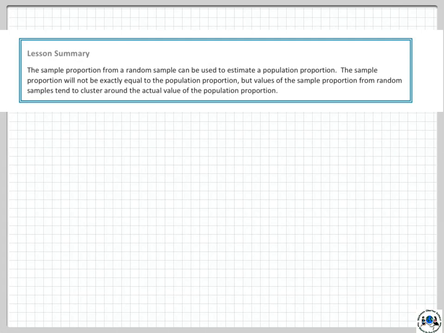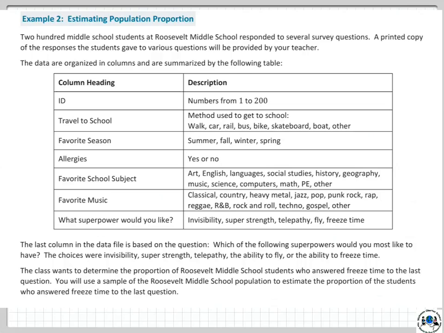They had a number of questions in this survey, and this last question is, what superpower would you like? The kids were given these choices: invisibility, super strength, telepathy, of course, reading people's minds, fly, or freeze time. And again, telepathy is to read people's minds. So these guys were asked this question, and now we're going to go ahead and talk about this and work with this data.